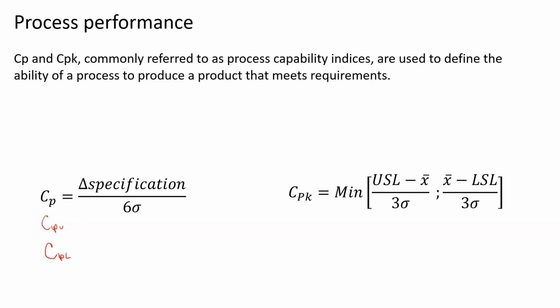Both of those just use half of the specification, or excuse me, half of the specification limit. So 3 sigma to either the upper or lower specification limit. Then you have Cpk, which is similar to the Cp, but it has one difference: you're actually using the mean. So you're going more to the central limit of the process. And both of these are ways of measuring how your process is performing.